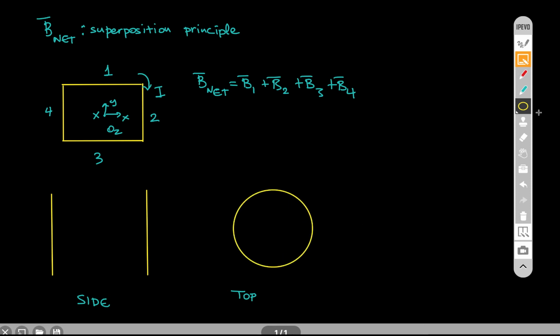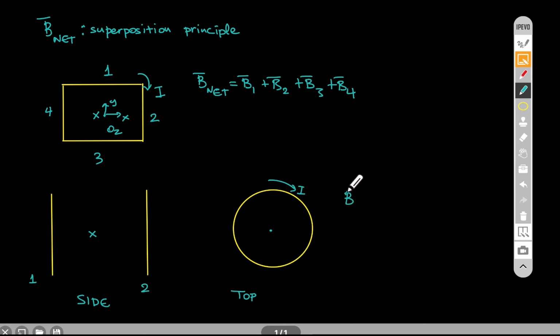Because I will have the centers of the two circular loops being coaxial, they essentially overlap. You only see one if you look at it from the top. Let's make the current flow this way, and let's say this is circular loop 1, this is circular loop 2, and I want to find the magnetic field here in the middle.